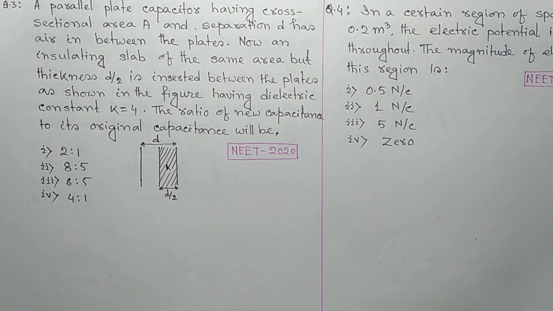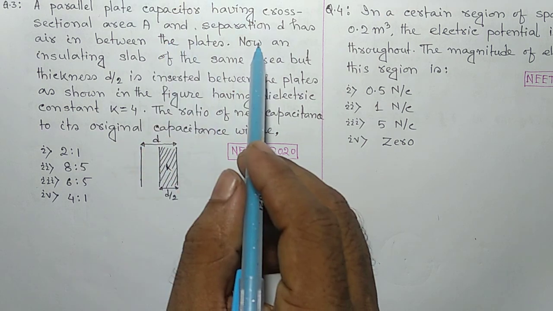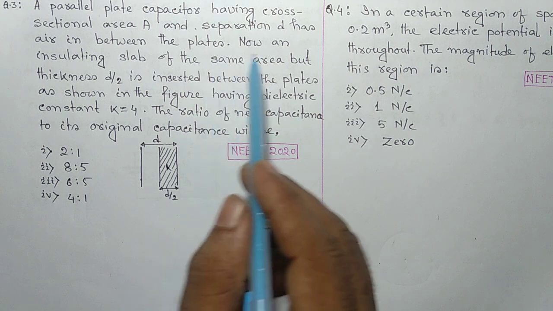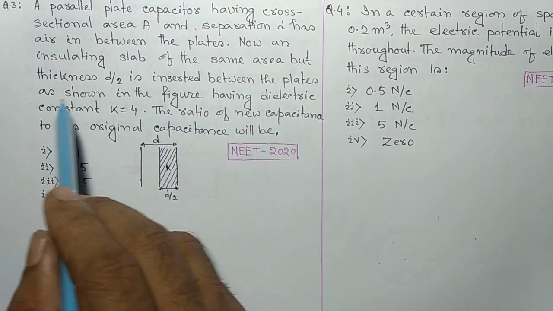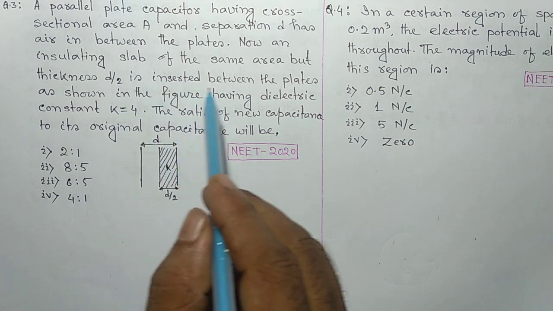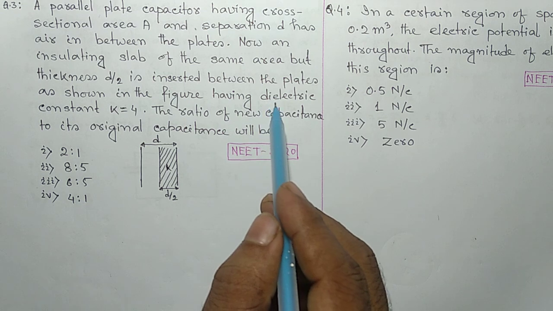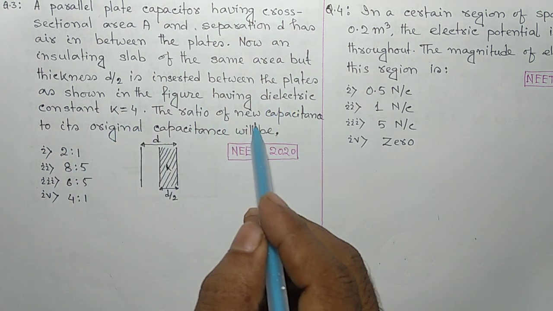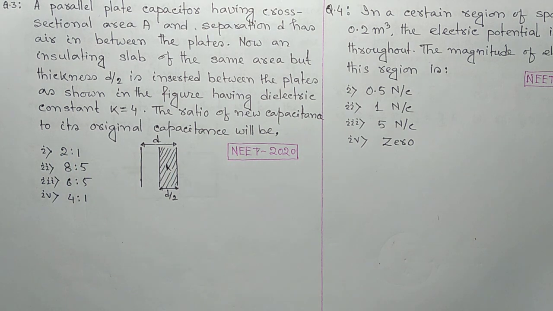Next question is question number 3. A parallel plate capacitor having cross-sectional area A and separation D has air in between the plates. Now an insulating slab of the same area but thickness D by 2 is inserted between the plates as shown in the figure, having dielectric constant K equal to 4. The ratio of new capacitance to its original capacitance will be.